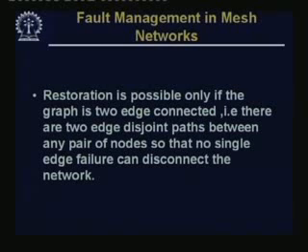In mesh networks, of course, restoration is possible only if the graph is two edge connected, that is bi-connected, which means that there are two edge disjoint paths between any pair of nodes, so that no single edge failure can disconnect the network. So, this is a necessity, and we usually try to keep it that way unless it is very difficult or not cost effective, etc.